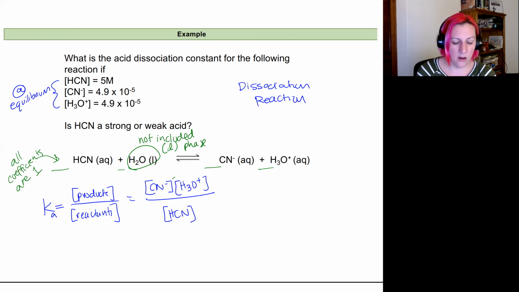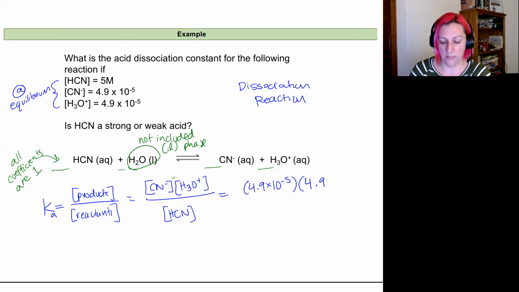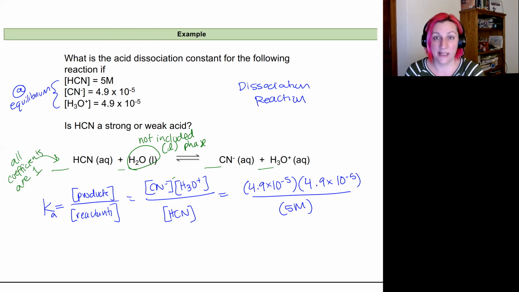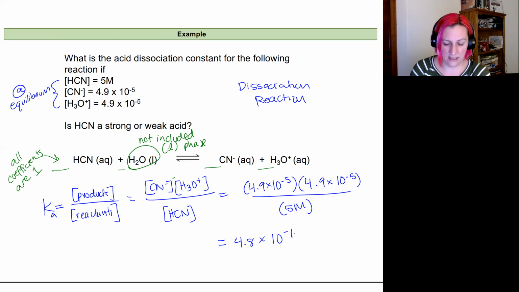All right, and so now I'm going to go ahead and plug in values from my equilibrium concentrations. My cyanide concentration is going to be 4.9 times 10 to the negative fifth. I'm multiplying that by the hydronium ion concentration, which is the same, 4.9 times 10 to the negative fifth. And I'm going to divide that by my 5 molar hydrocyanic acid. I'm going to plug that into my calculator. And when I do, I get a value that is 4.8 times 10 to the negative 10. And so what I learned from this is that K is extremely small. Therefore, this is a very weak acid.